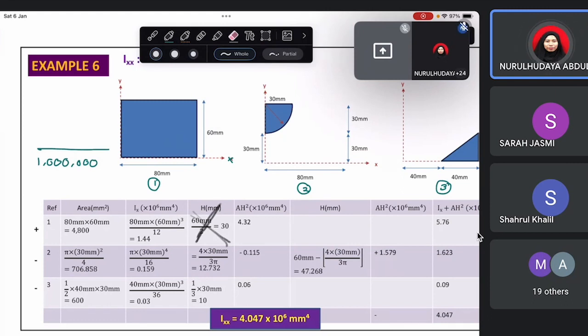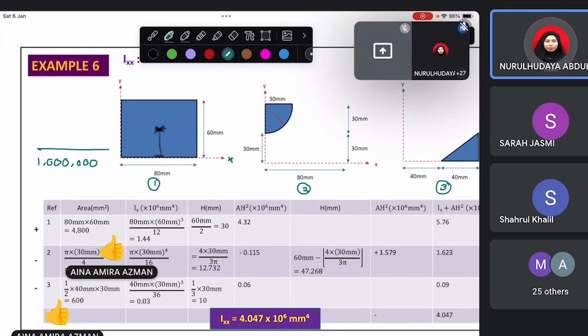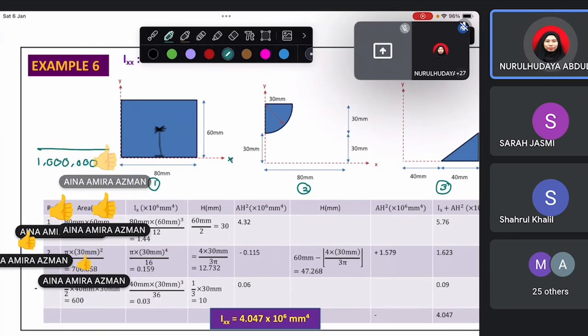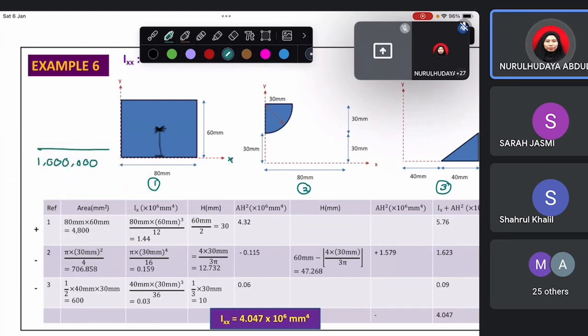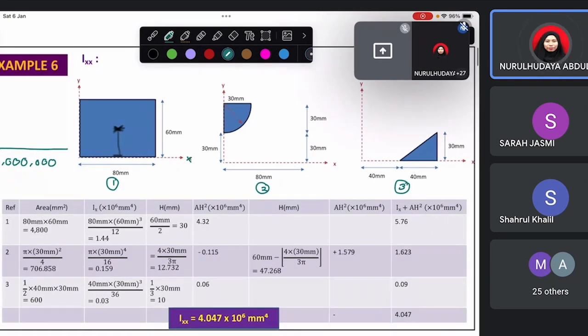Because we want to transfer the Ix to the x-axis. It is a distance, which should be half of the 60 mm, divided by 2. Okay, and then we need to find the AH squared, which you calculate. H is to the power of 2, and times the area, you will get the AH squared. Right, and then add these two together.